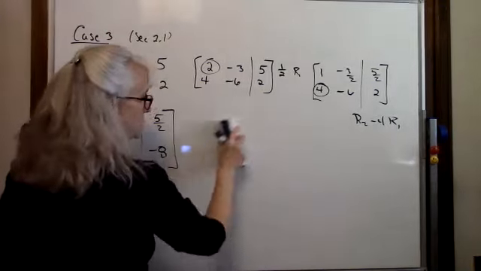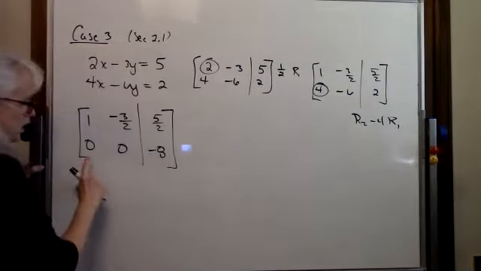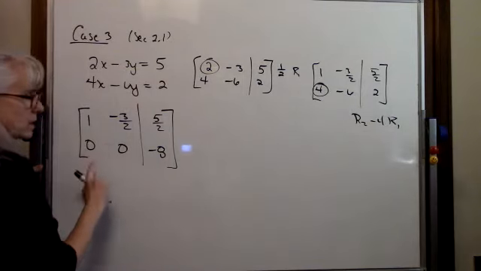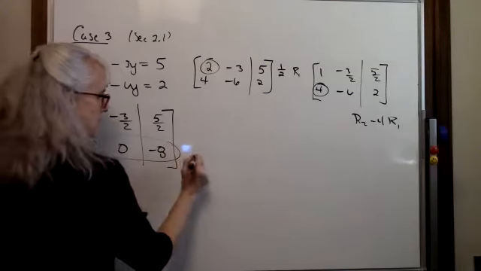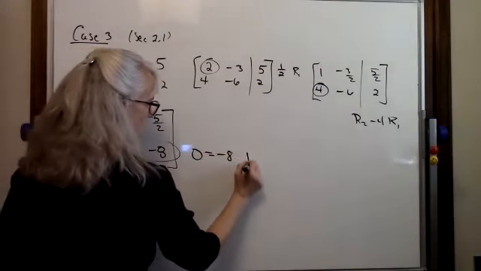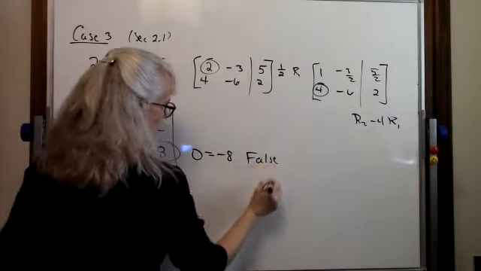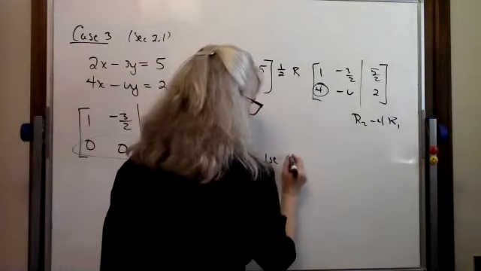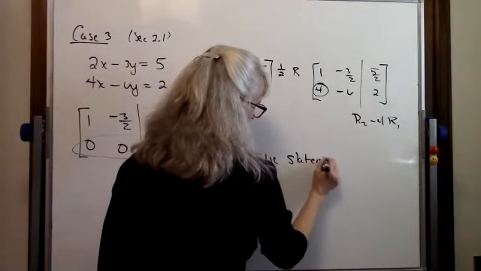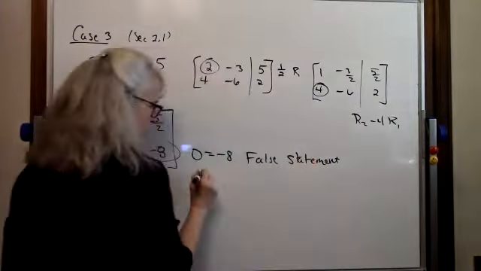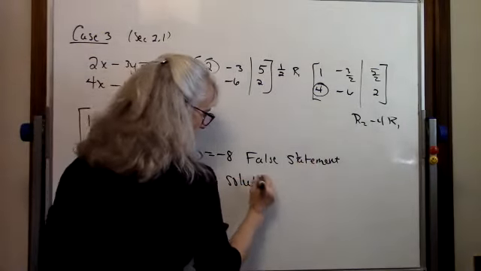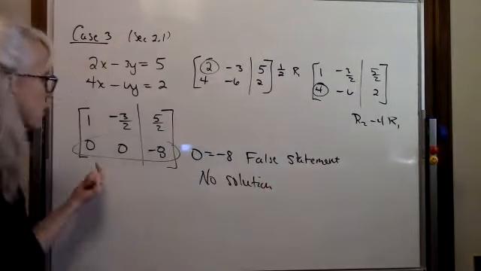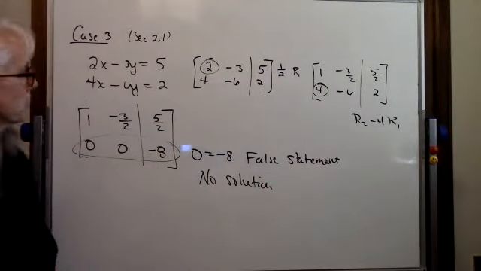We now see that the bottom row tells us that 0x, 0y is equal to a negative 8. Because this is a false statement, 0 equals a negative 8, we know that this is a no solution. So that row of 0 equal to a constant tells me it's a no solution.